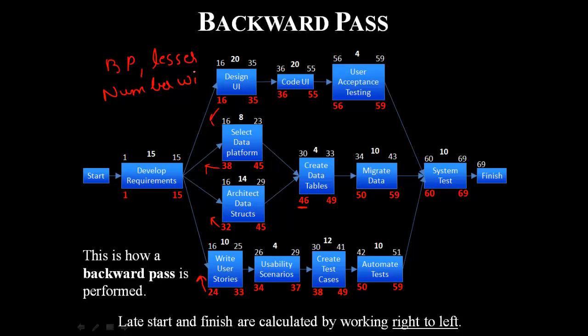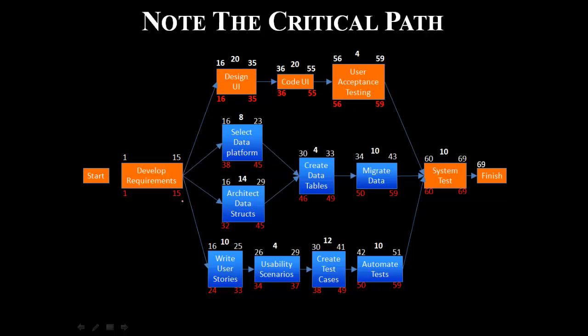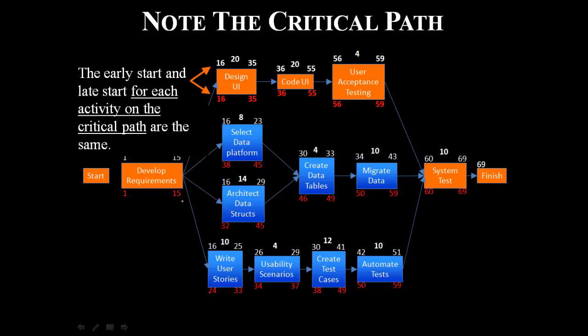The lesser number will go back. Out of 16, 38, 32, 24, 16 is the lowest one, a day before we will start, which is 15 in this case. Now we need to make sure what the critical path is. If you see the critical path, the early start and the late start for each activity on the critical path are the same. Similarly, the early finish and the late finish are also the same.